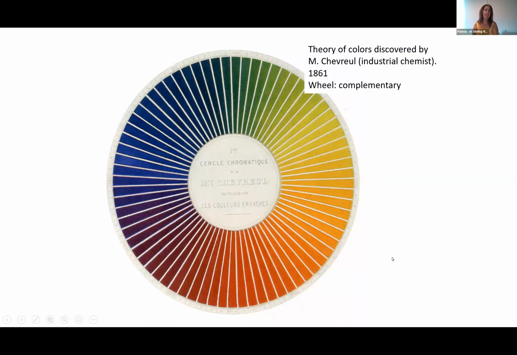Now, what happened in the mid-19th century? The theory of colors is being studied and discovered by Monsieur Chevreul. He was an industrial chemist, and he is the first one who publishes his ideas about colors and the complementary colors. So this is going to be a huge advancement in how to paint, even though instinctively the artists are going to use this. In this case, there is a scientific intention.